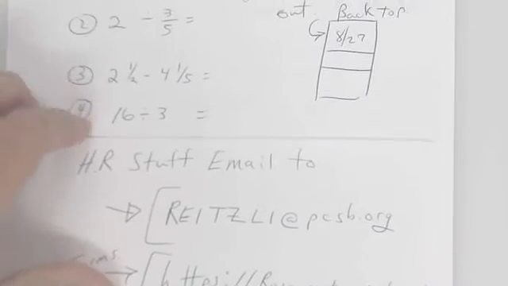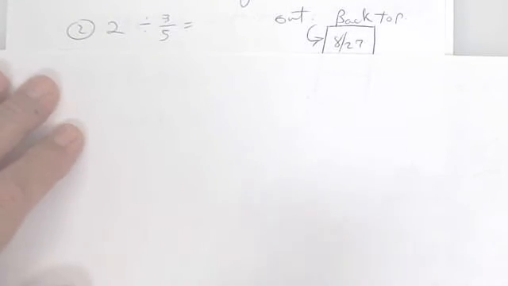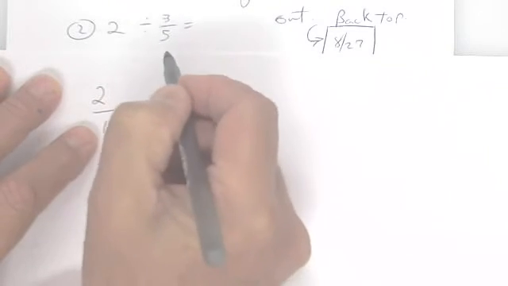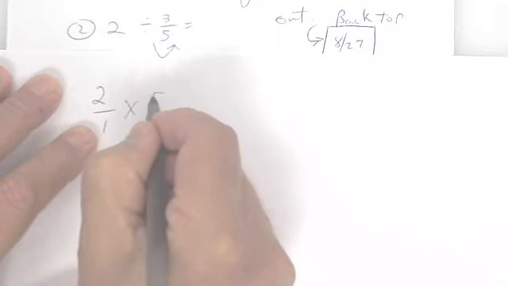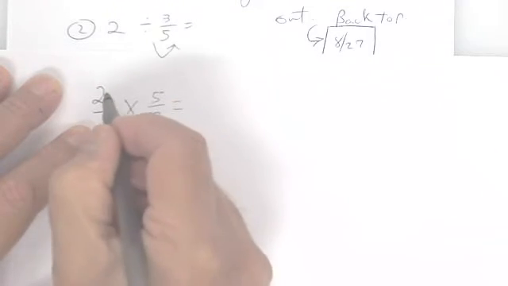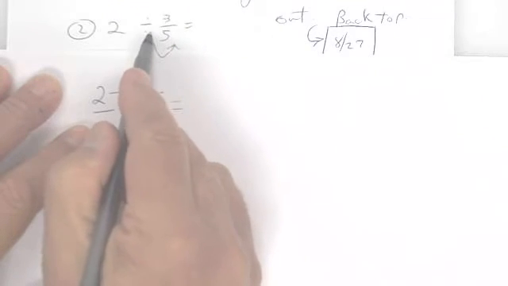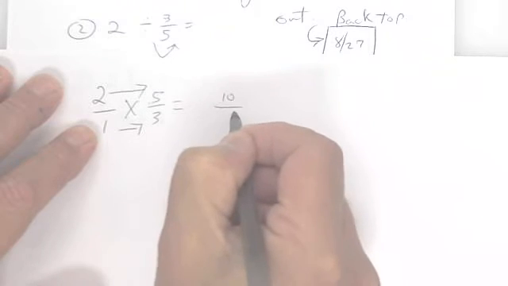All right, let's go to the next one. The next one is division. When you divide, you got to flip it. So it's going to be 2 over 1, and then you're going to flip the second. So you're going to go times 5 over 3. And now you multiply straight across. You got to flip it first when it's division. So it's 2 times 5 is 10, 1 times 3 is 3.